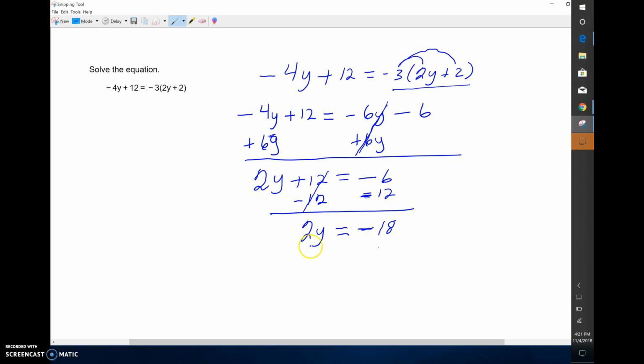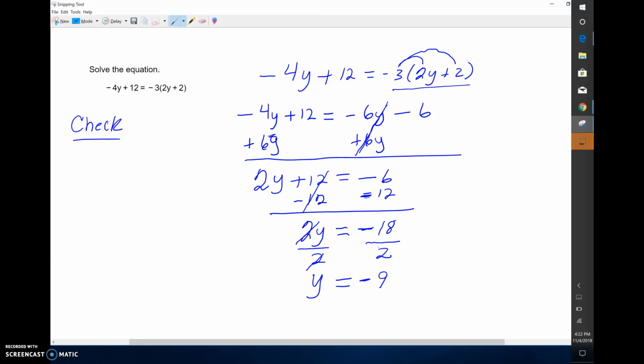And since we're multiplying times 2, we're going to divide both sides by 2. So 2 divided by 2 is 1, and we're left with y equals a negative divided by positive is negative, and 18 divided by 2 is 9. And you notice that our answer is negative 9. What I ask all my students to do is to make sure they check. And so I'm going to show you how to check.